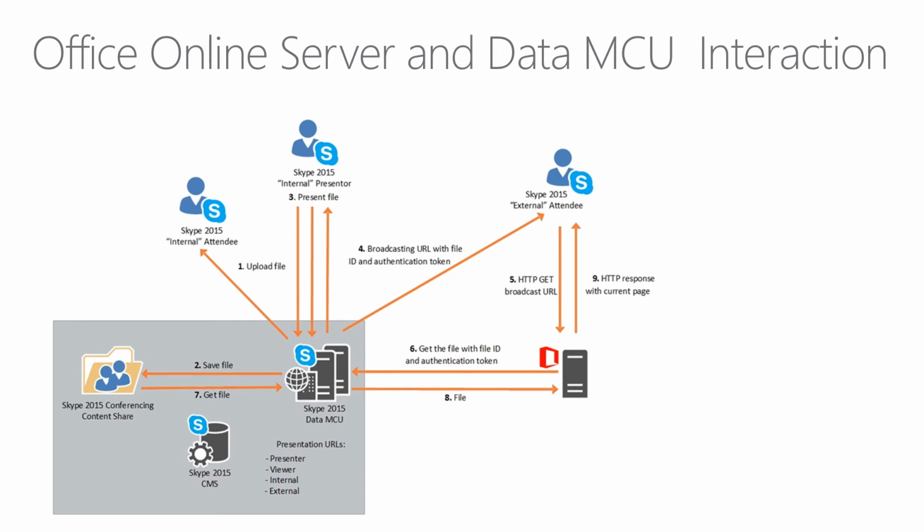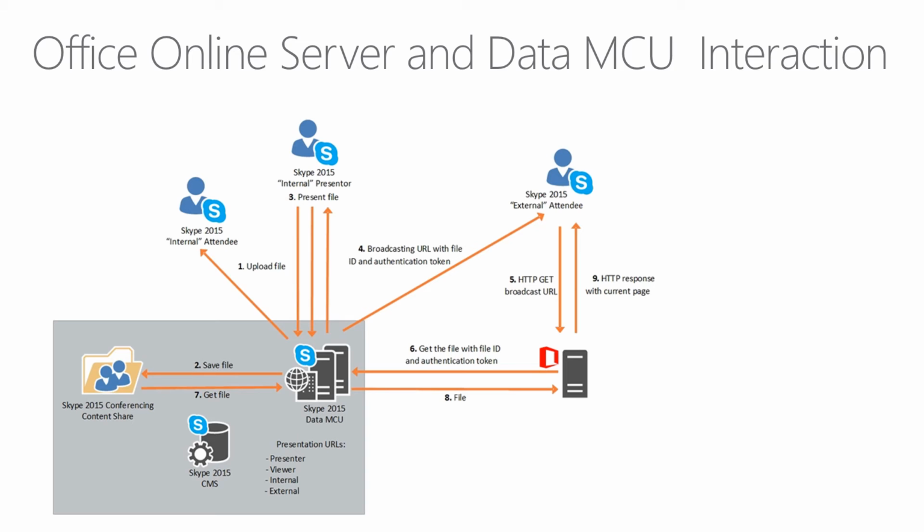Now that we've been introduced to the Office Online Server, let's take a closer look at how it interacts with other web conferencing server components, specifically the Data MCU. The first step in the process is, of course, uploading the file. The presenter in a meeting will upload the PowerPoint file that is to be presented. As the file is uploaded, the Data MCU on the Skype for Business server is responsible for saving this file to the conferencing content file share.